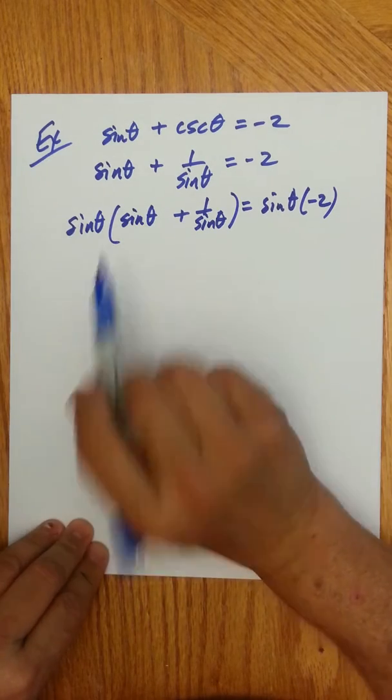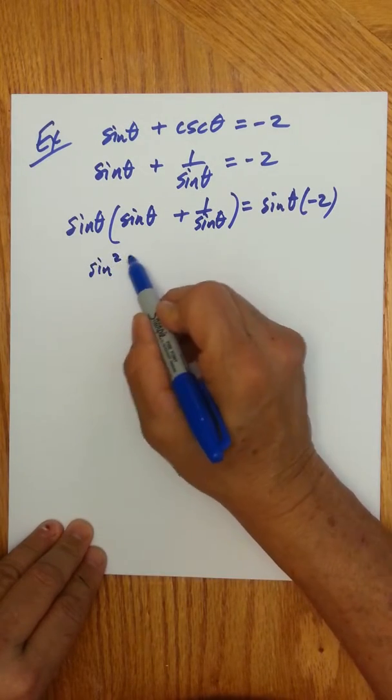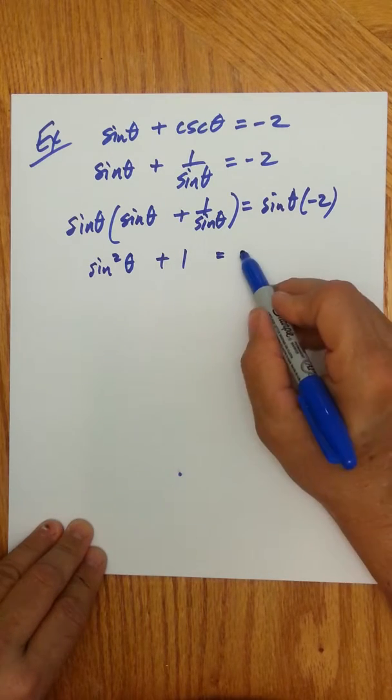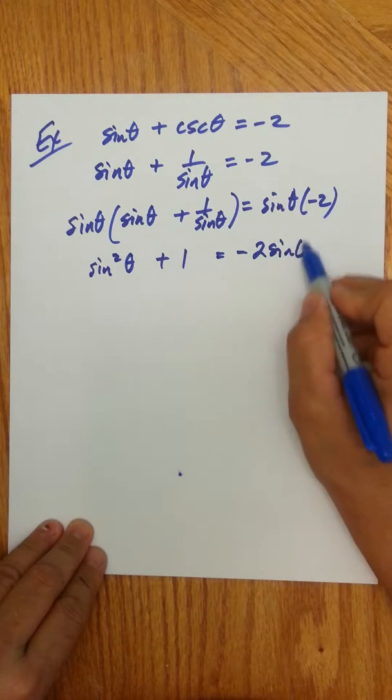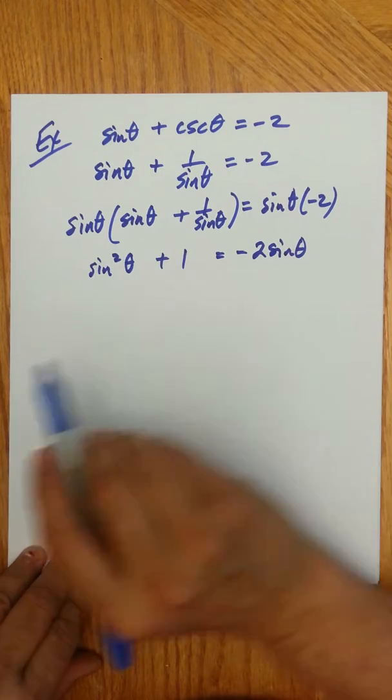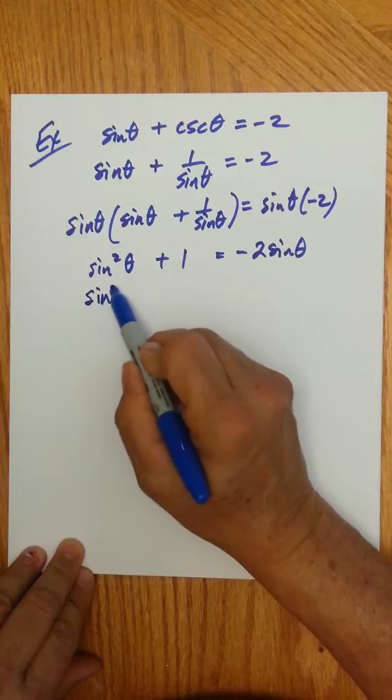Okay. When I distribute, I'll get sine squared theta here. When I distribute here, I'll get plus 1. And then here equals -2 sine theta. Now I have a second order equation, so I want to move everything to one side and equal to 0 and see if maybe I can factor.